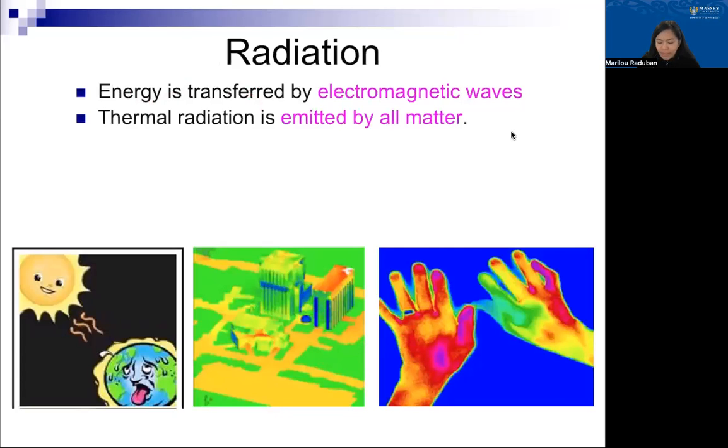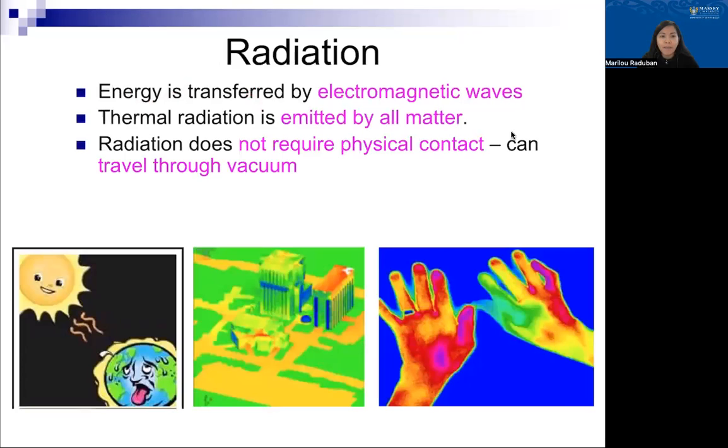So radiation can also propagate through vacuum, through space. You don't need physical contact, or you don't need a medium for radiation to propagate through. And that's how heat is transferred from the sun to the earth, for example. The sun, of course, we know is very hot, so it emits a lot of electromagnetic waves.